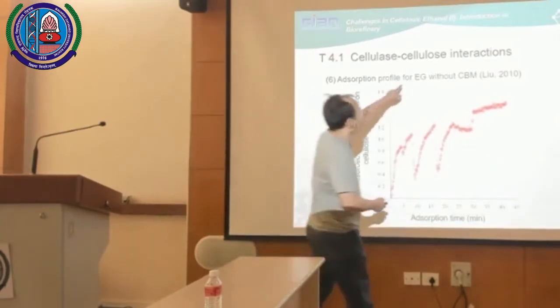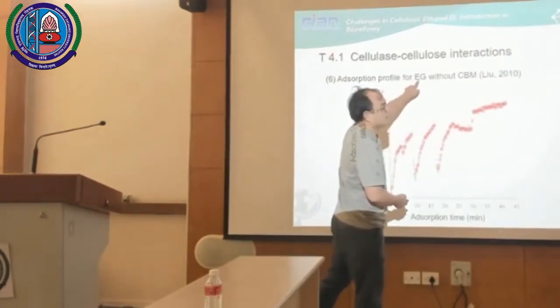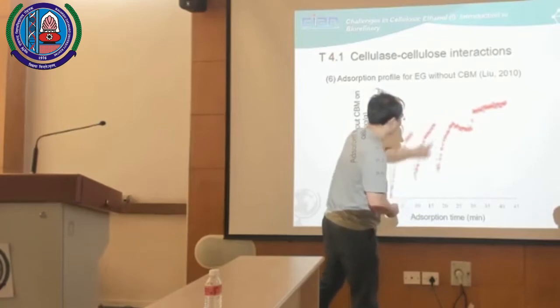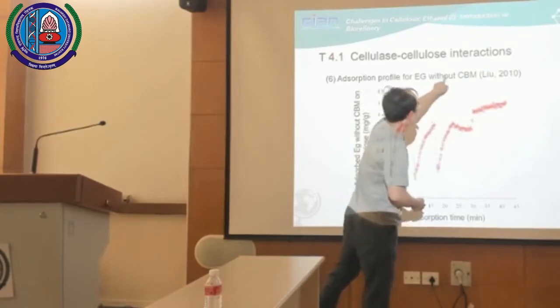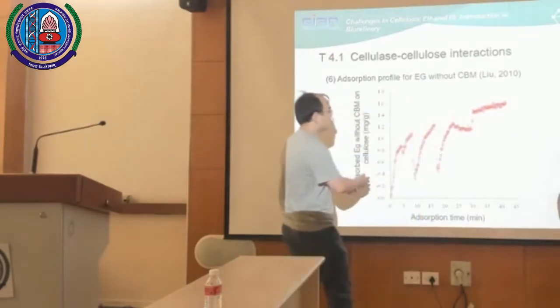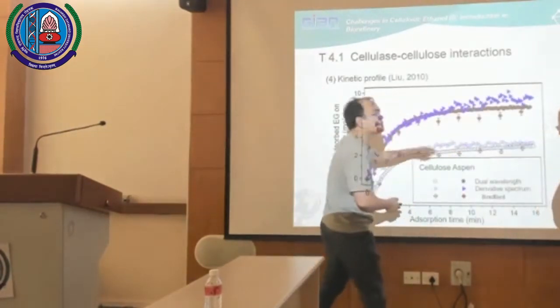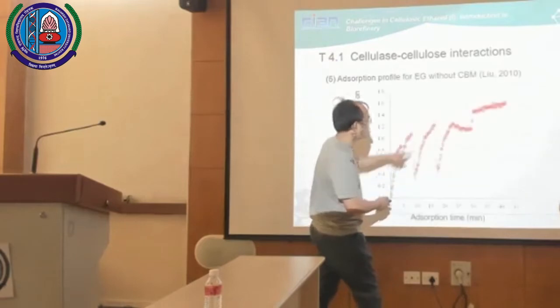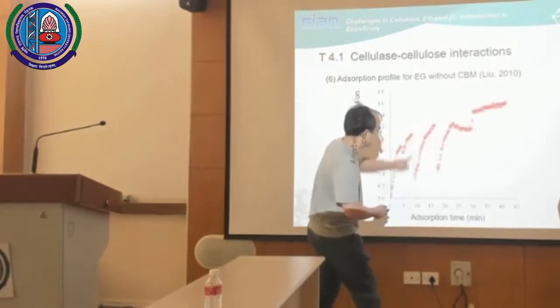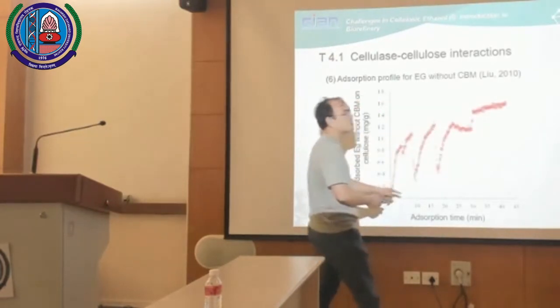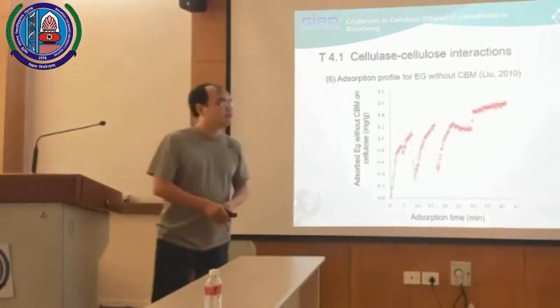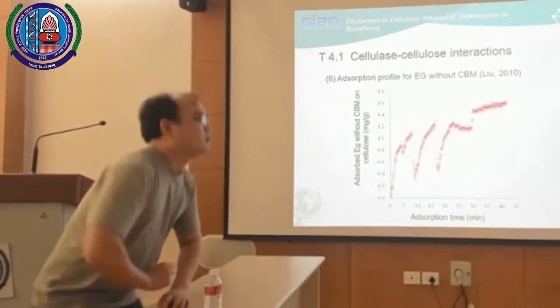See this inline structure. For example, this kinetic without CBM, and with CBM also you have. With the CBM it is very stable, very smooth. But this one, without CBM, shows absorption and desorption. So once you modify it and keep the CBM, it works well.